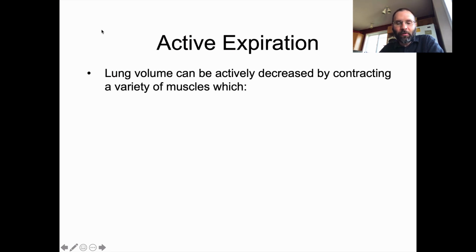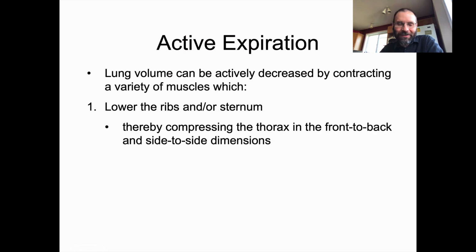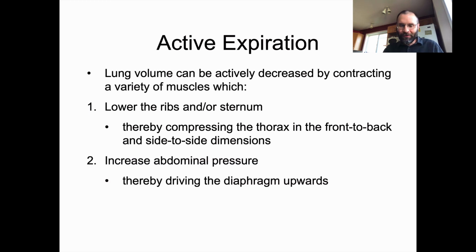This is unfortunately a little more complicated than the muscles which get involved with inspiration, but these enable us to survive. So let's take a moment out and appreciate what they do for us. What we want to do is lower the ribs and/or sternum, and that will help us compress the thorax in the front to back and side to side dimensions. Basically doing the opposite of what we did before.